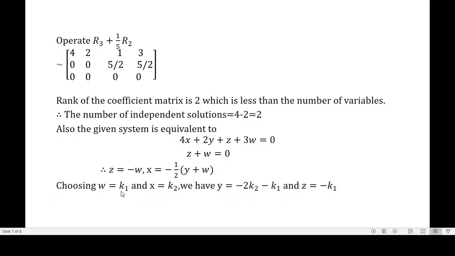Now, here we need not necessarily take x is equal to k2 and w is equal to k1. You can also take z is equal to k1 and y is equal to k2. Okay. So since there are only 2 independent variables, we have x equal to k2, y equal to minus 2k2 minus k1, z equal to minus k1 and w is equal to k1. So you can take any value. Okay. So this is the method of solving a system of linear homogeneous equations. Okay. I hope it is clear.